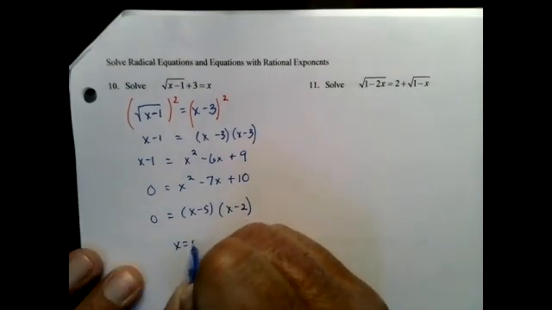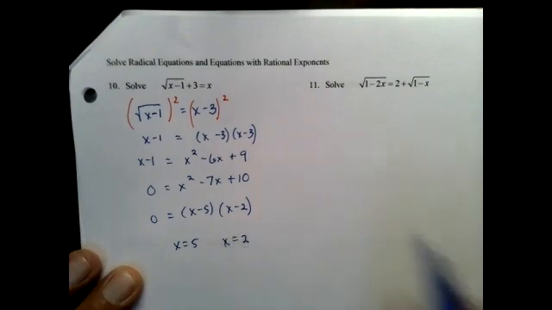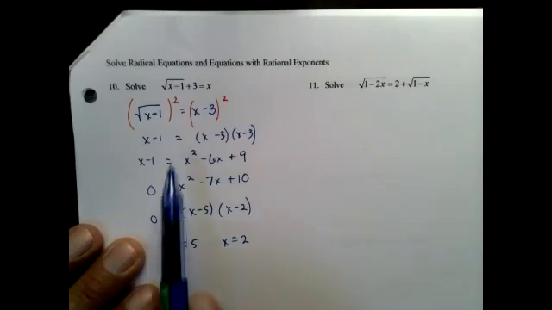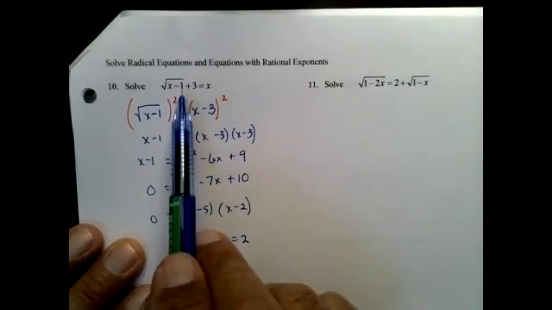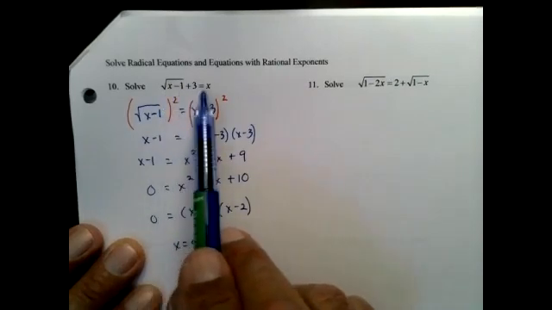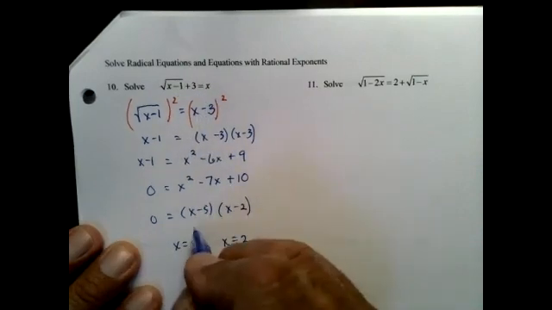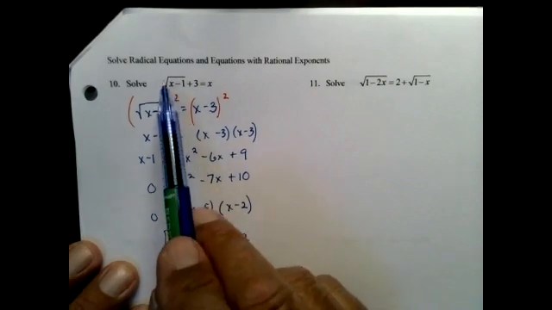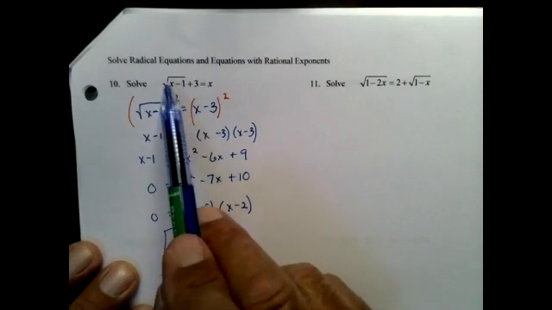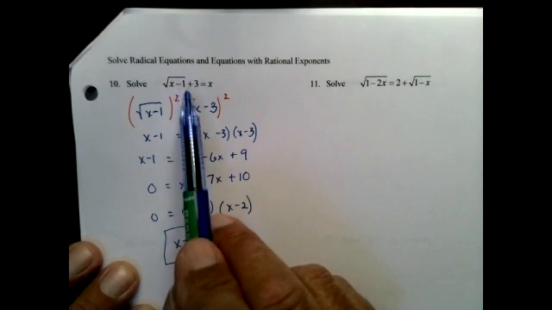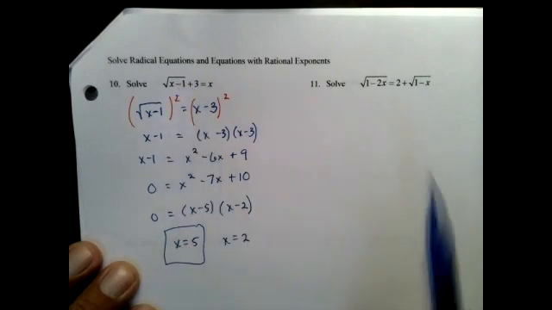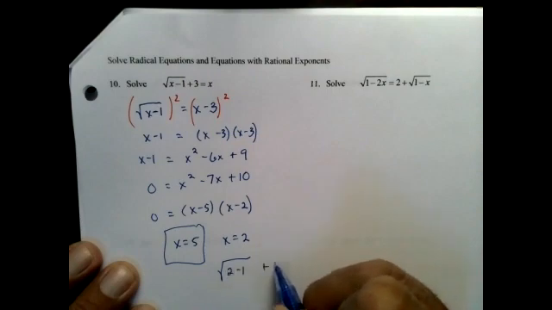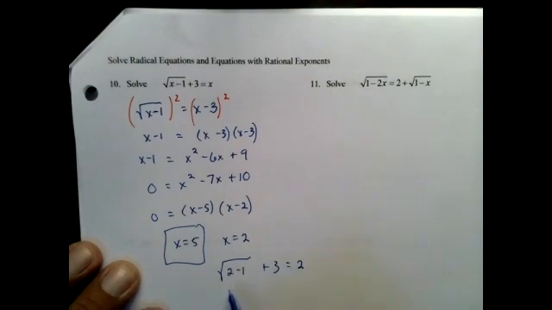X equals 5. X equals 2. Well, we might want to be really careful when we do this. If I plug in 5, 5 minus 1 is 4. The square root of that is 2, plus 3 does equal the 5. I'm happy. If I plug in 2, the square root of 2 minus 1 is 1. The square root of 1 is 1, plus 3. I'm checking 2: the square root of 2 minus 1, plus 3, does that equal 2?